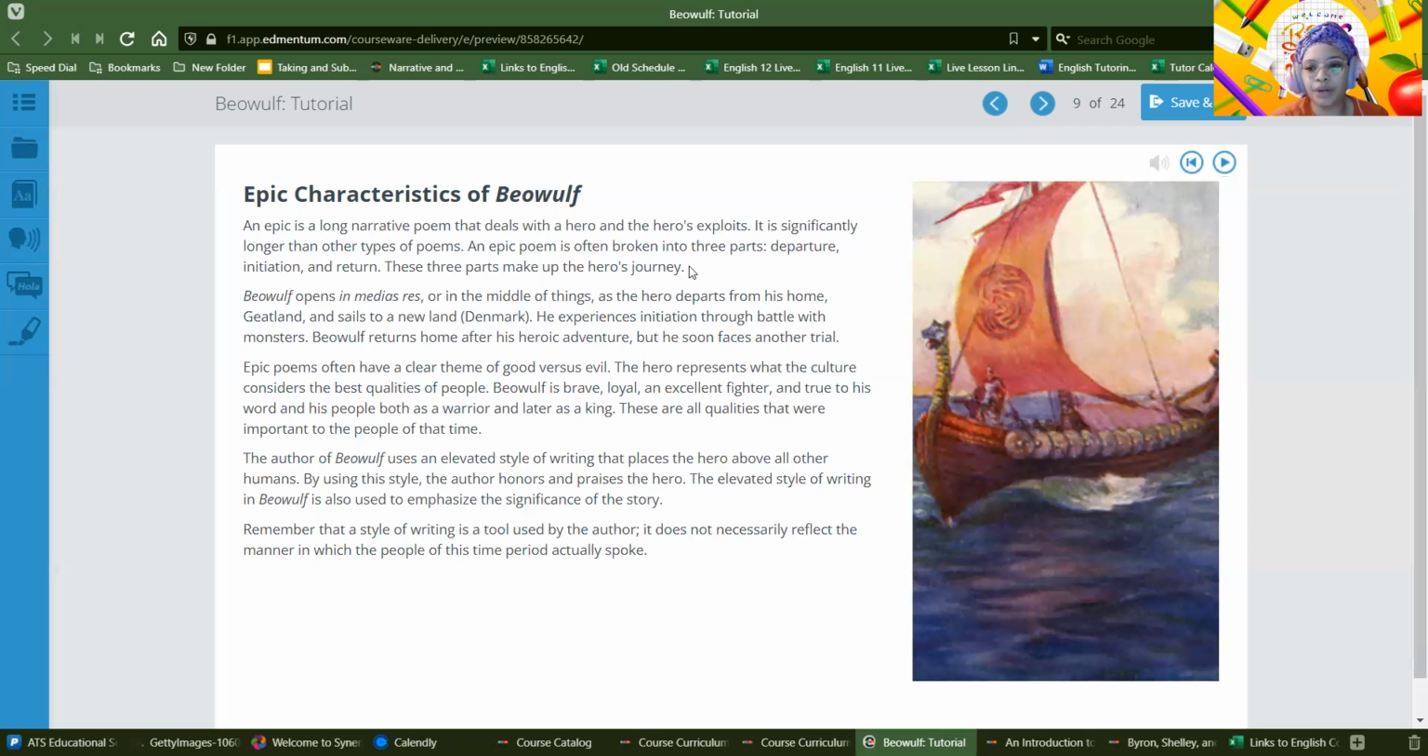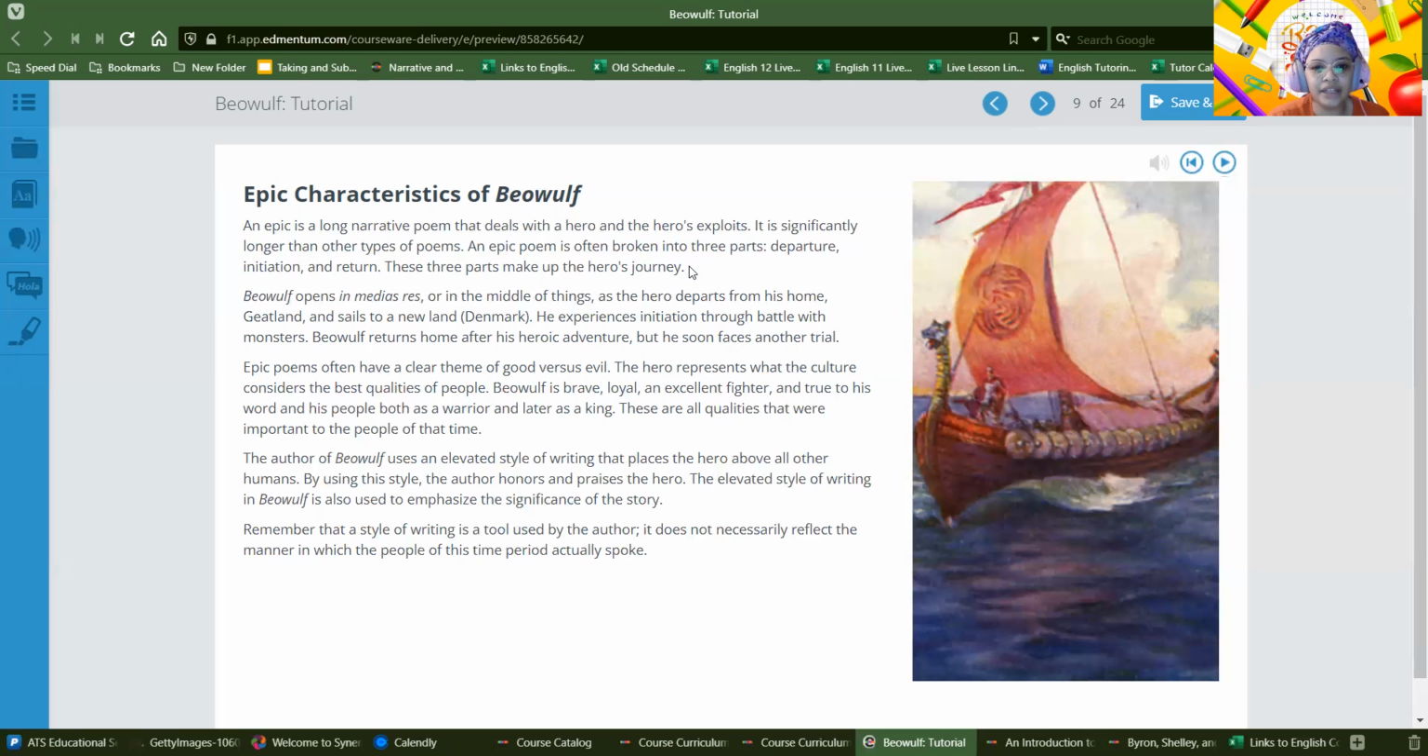So Beowulf is brave, he's loyal, and an excellent fighter. And he's true to his word, both as a warrior and later as a king. And these were the things that were considered important to people at the time. So they get emphasized in the story. It's the same as when you read a story that your friend wrote and they write about a cool main character who has all these powers and things. People like to choose what they think is the best. It's no different even back then.